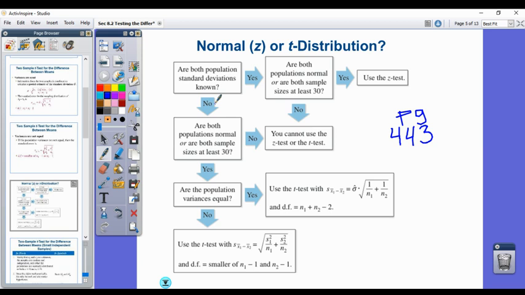All right, so if the population standard deviations are not known, then the question is, are the populations both normal and both have a large sample size? And if the answer is no, then we can't use the test. Or if it's yes, then the next question is whether or not your variances are equal for the population. If it is equal, we're going to be using the t-test with this formula here. And if they're not equal, we're going to be using this. Okay, so let's run through the words, and then we're going to run through a couple of examples, okay?